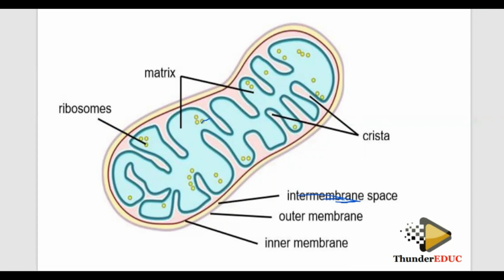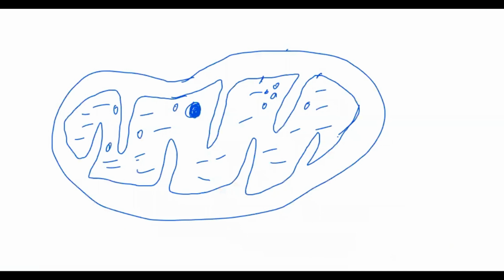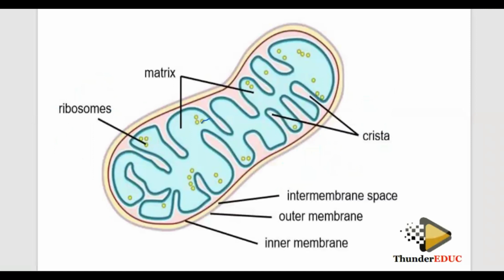This is what I'm talking about. So when you are drawing, don't shade. Draw it in a simple way like this, and then start to label. These extensions are called crista. Yes, crista. So those extensions, this is the one I'm talking about. We call these infolded things crista. So that is the simple structure of a mitochondrion.